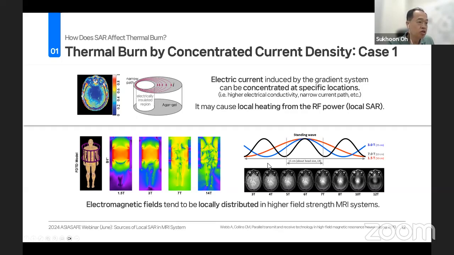So here are also numerical simulations of the human head from 3 Tesla to 12 Tesla. As the field strength gets higher, the electromagnetic field inhomogeneity gets proportionally worse. This means that a much worse concentrated current density can be expected. It eventually causes the local SAR.